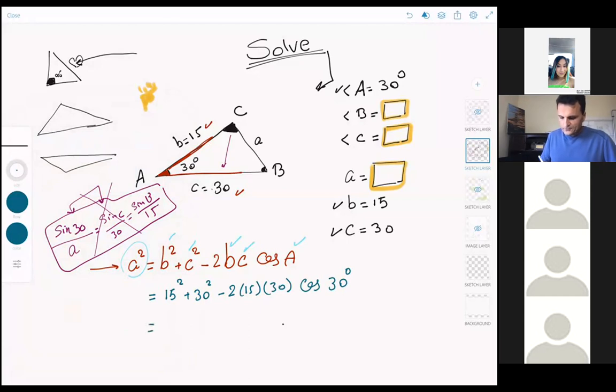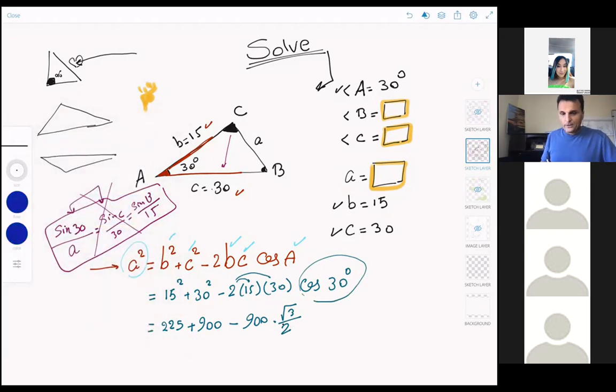So 15 squared is 225 plus 30 squared is 900 minus 900. 2 times 15 is 30, 30 times 30 is 900. Cosine of 30 is radical 3 over 2. Not all the time we're going to have a good angle for solving a triangle, so you're going to use your calculator. Since it happens to be 30 degrees, I use the exact value.